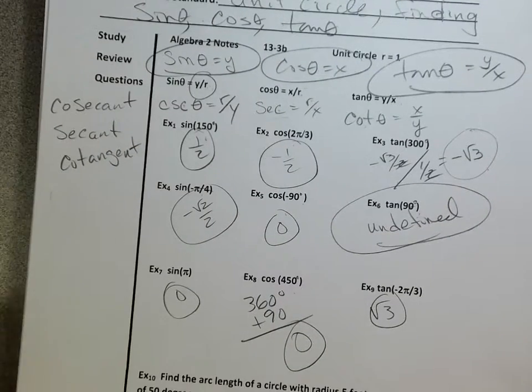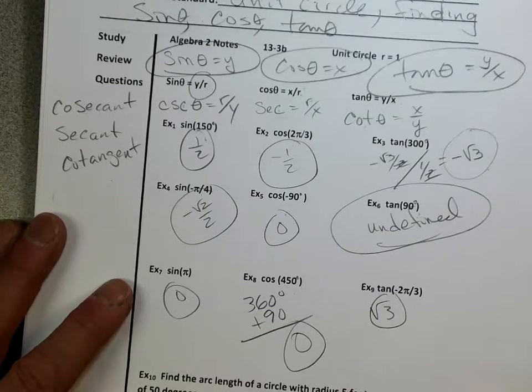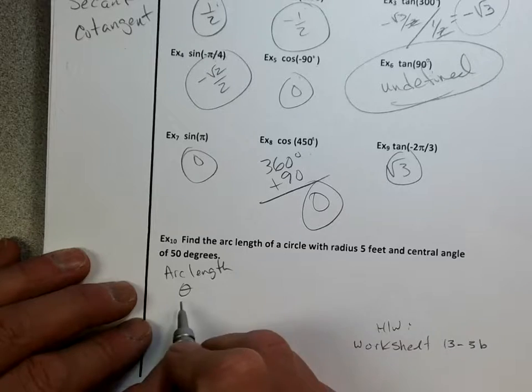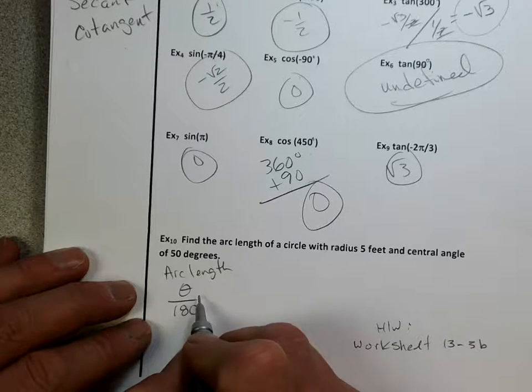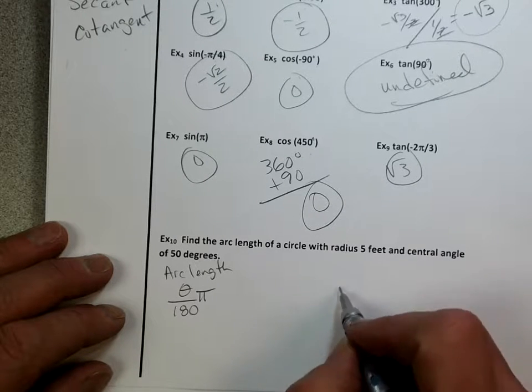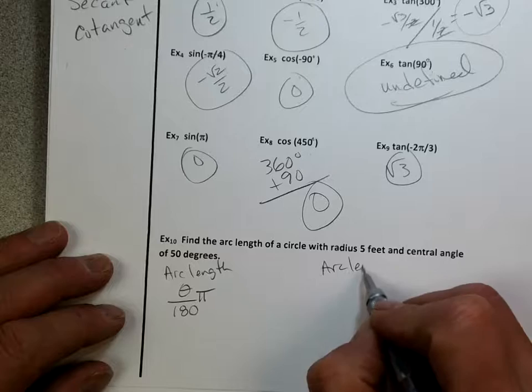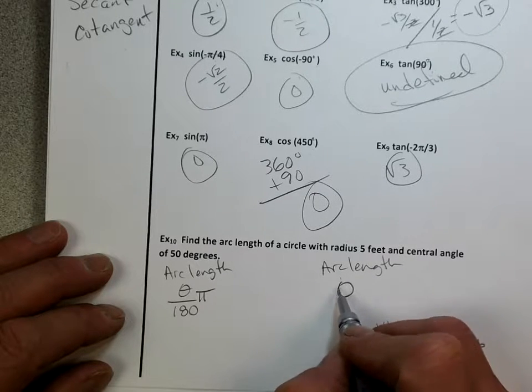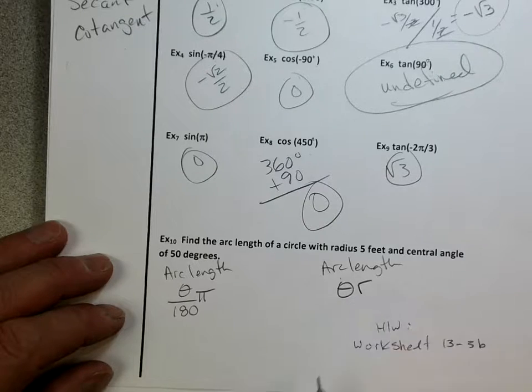You're going to need a new formula. So arc length. Yeah, arc length. Let's write these down. You have theta over 180 times pi is arc length, okay? Or arc length is theta times the radius.